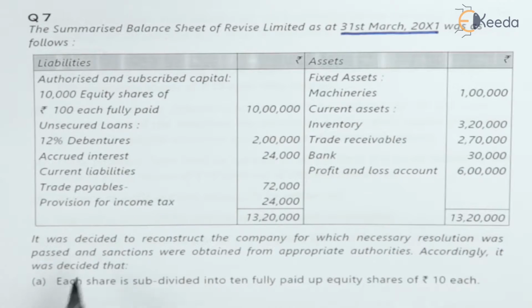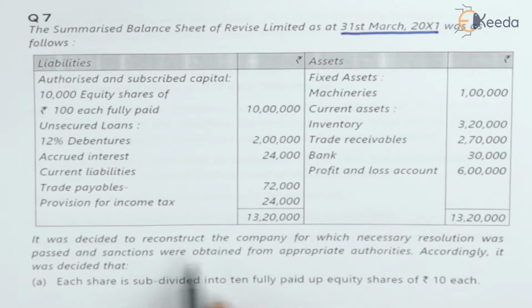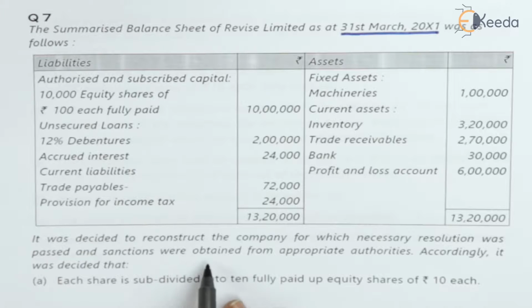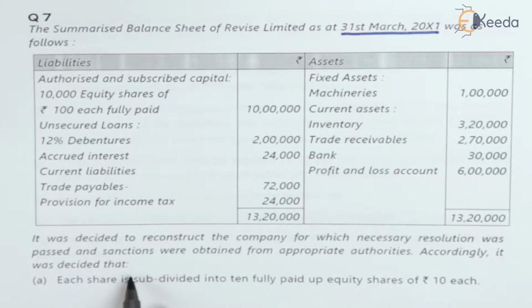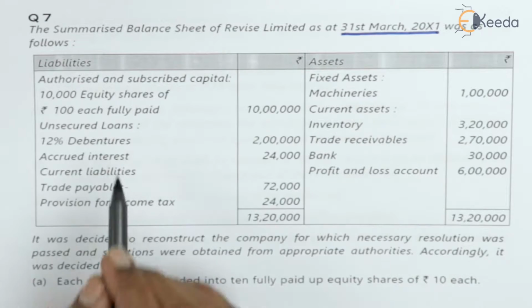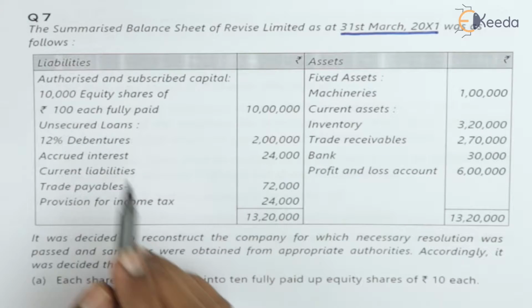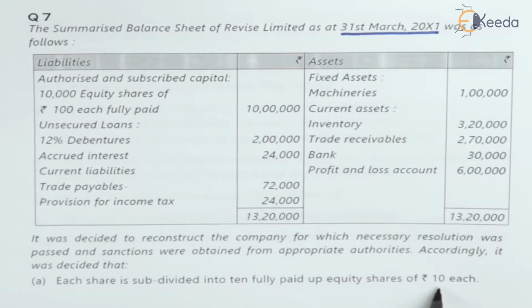It was decided to reconstruct the company, for which the necessary resolution was passed and sanctions were obtained from the appropriate authorities. Accordingly, it was decided that each share shall be subdivided into 10 fully paid up equity shares of rupees 10 each. So your existing share is of rupees 100. Now it is subdivided into 10 shares of rupees 10 each.